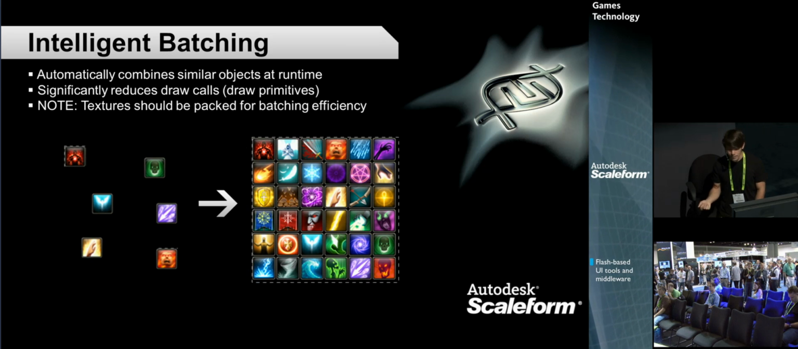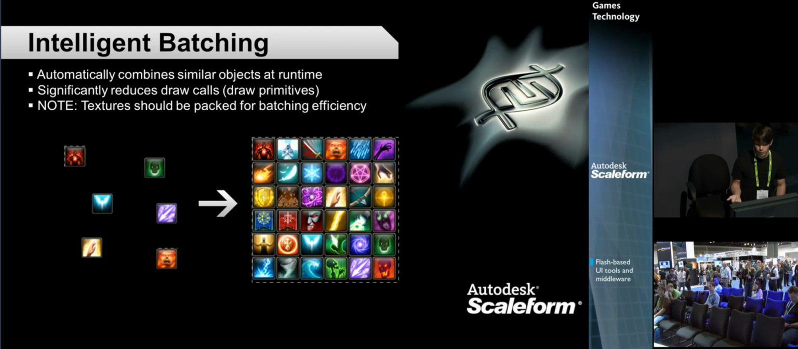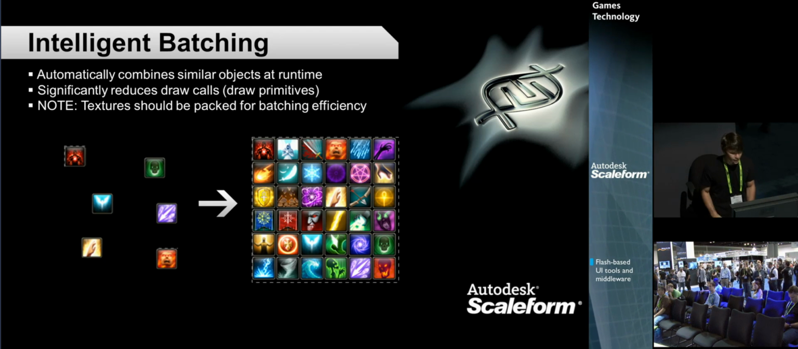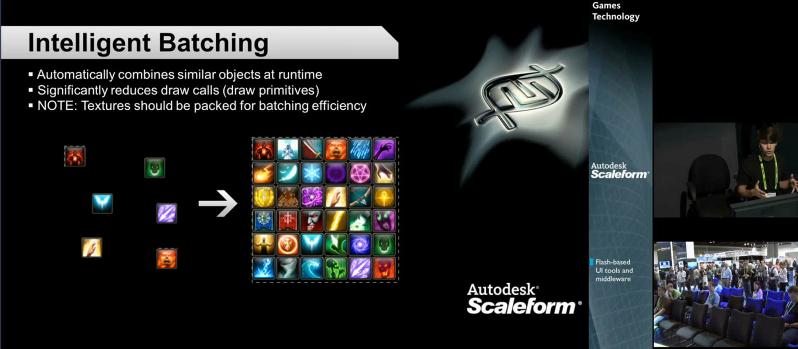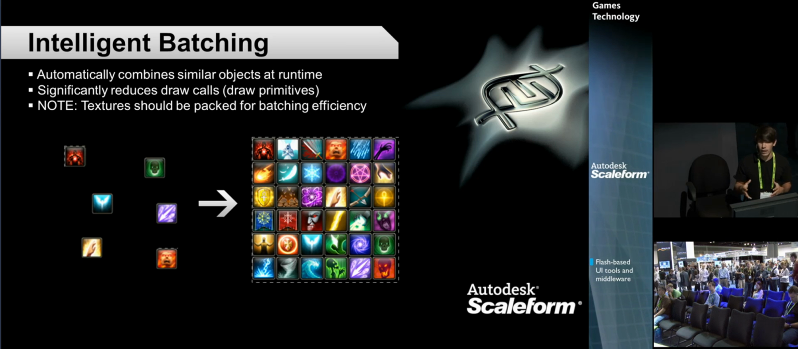Developers can, of course, further optimize their content by creating their own image atlases to further reduce the draw calls. This, as always, can be achieved by hand using custom tools, or we provide our own tool, GFX Export, which will actually export all the images in a Flash file into a packed texture that can be exported as DDS, TGA, whatever is good for your engine, and then loaded at runtime.